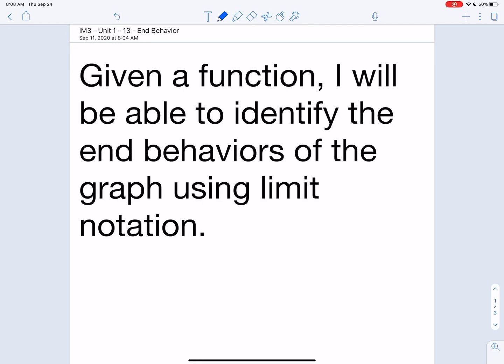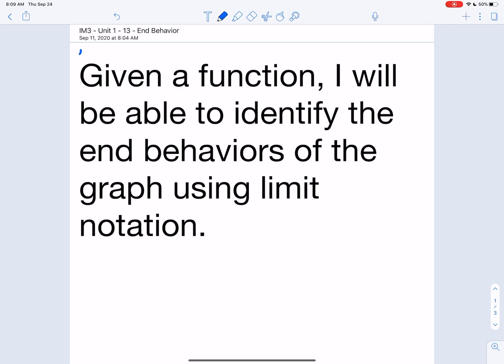Hey guys, this is notes number 13. We're going to be focusing on another component of sketching. Remember, these next few lessons are all about knowing how to sketch a little bit better and a little bit more accurately. This one is on end behavior. Go ahead and write down the FLT and press play whenever you're ready.